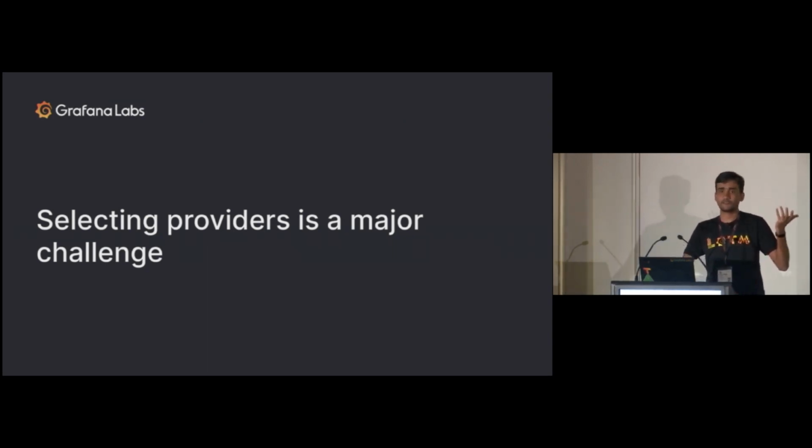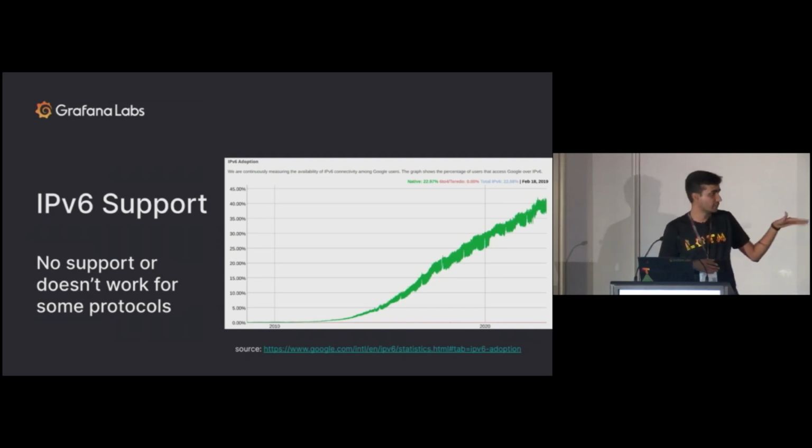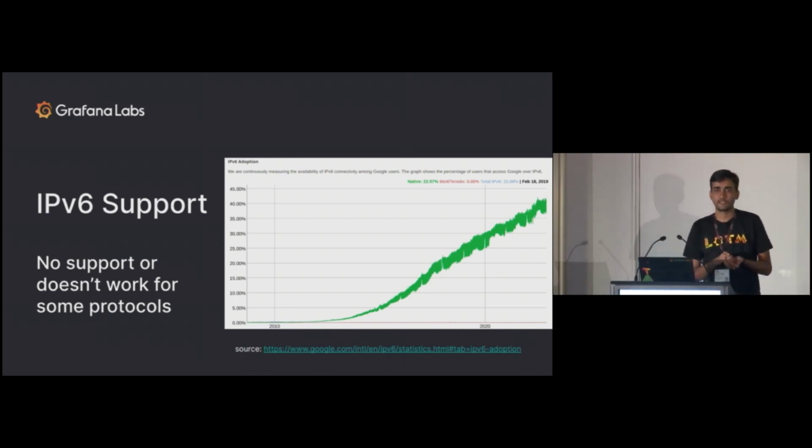So there are a bunch of qualifying things that we look into when we are selecting a cloud provider, right? And as you can see, IPv6 in 2020 was around 30%, and now that's around 40 to 45%. One observation that we have seen is a lot of mobile users are coming with IPv6 only.